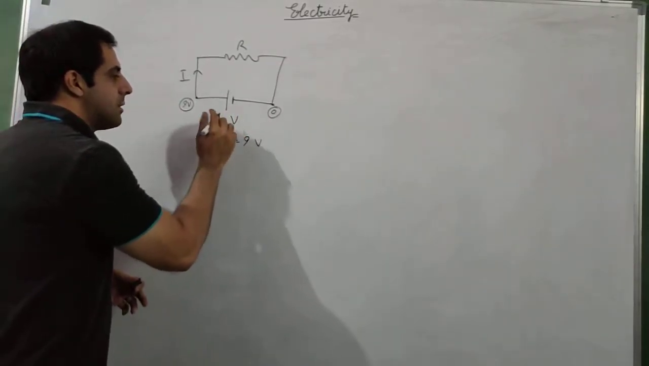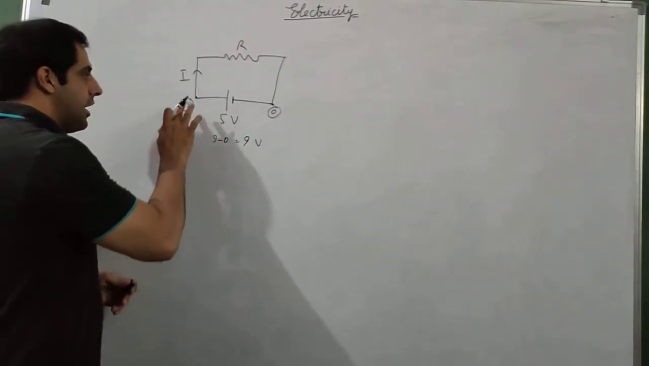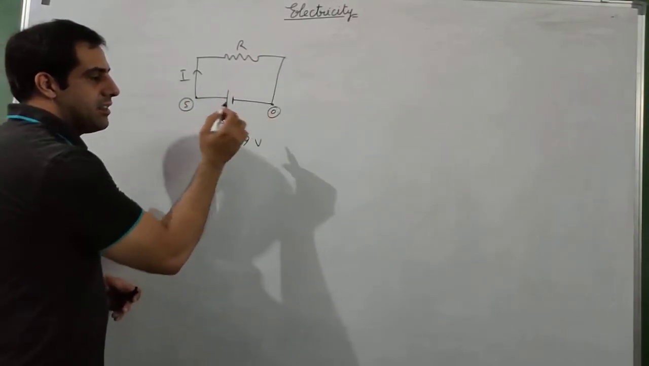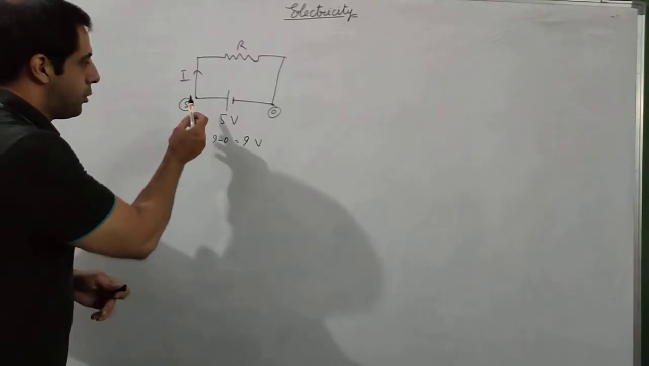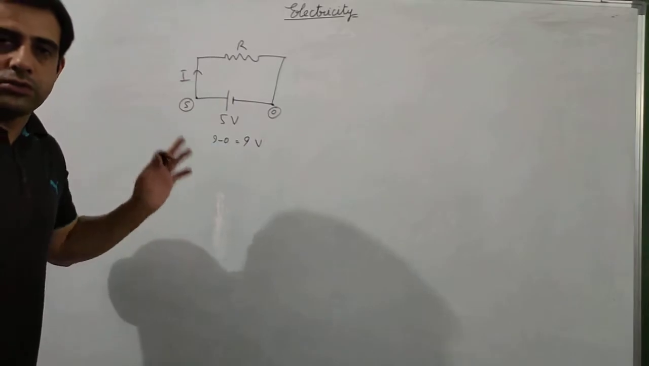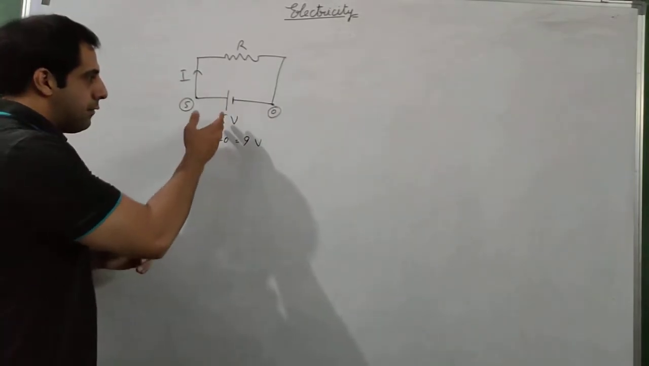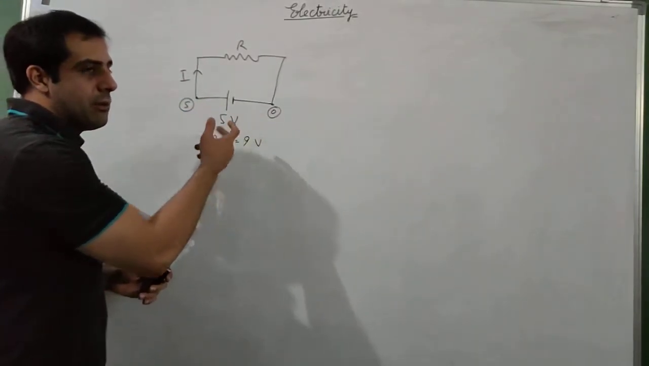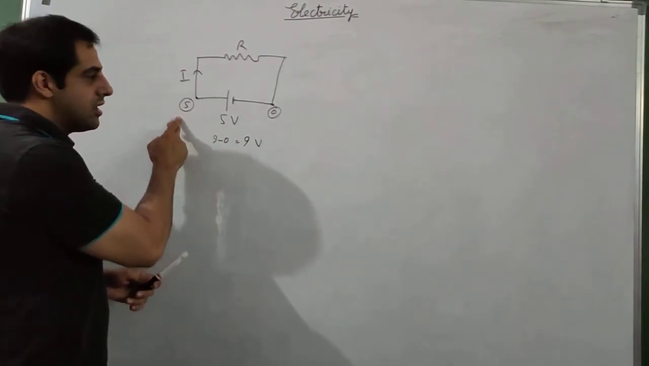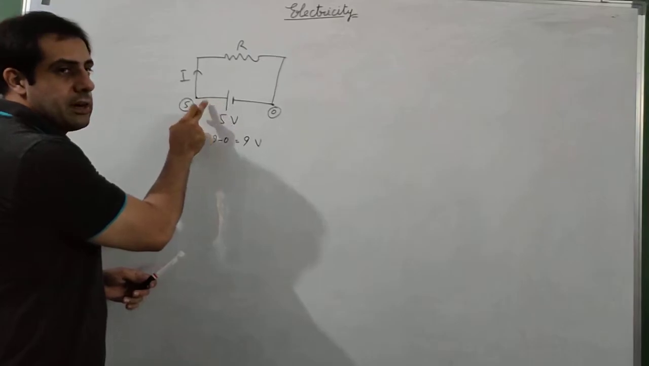If this battery was of 5 volts, then at this point the voltage is 5, at this point the voltage is 0, so the potential difference between these 2 points becomes 5 minus 0 equals 5 volt. Similarly, for a 10 volt battery, 10 and 0. If the battery is 20 volt, 20 and 0. Why are we taking 20 on this side? Because there is a positive terminal.